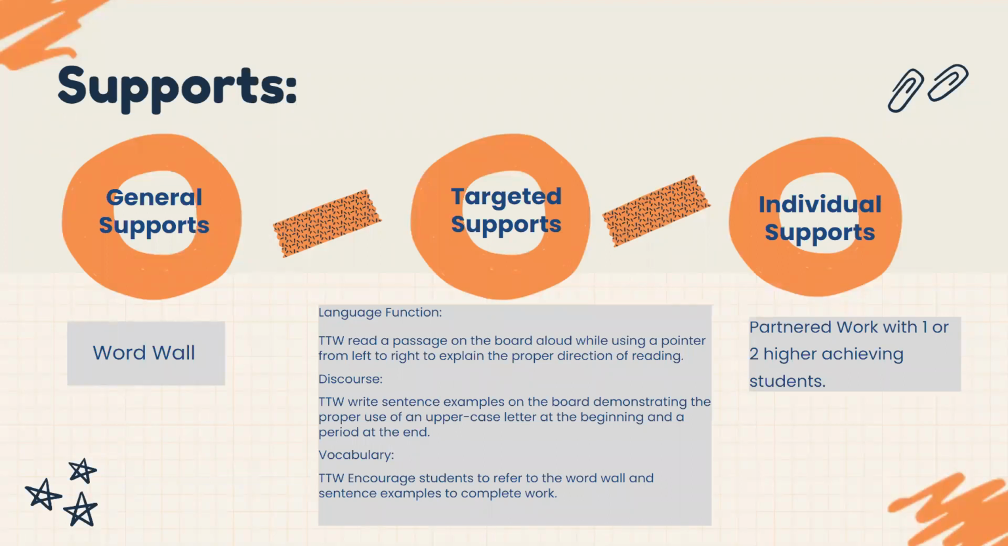Supports. The general supports for this lesson are the word wall. The targeted supports include language function. The teacher will read a passage on the board aloud while using a pointer from left to right to explain the proper direction of reading.